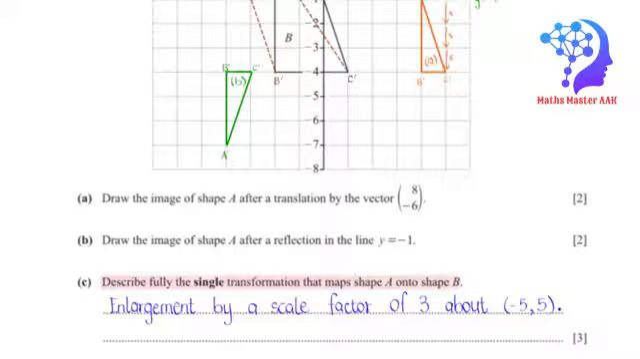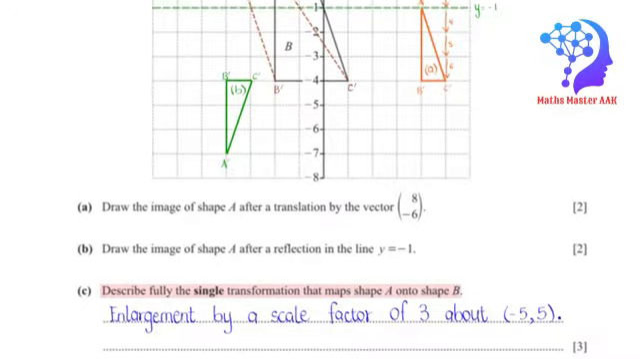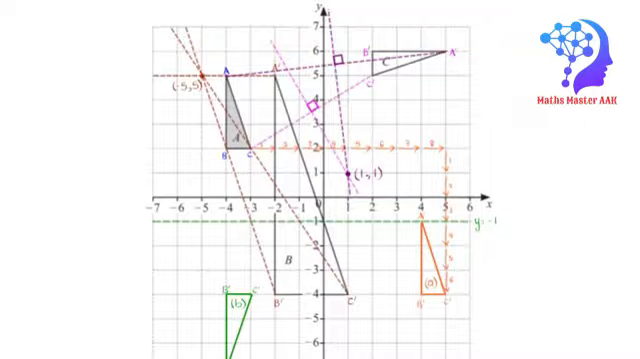Describe fully the single transformation that maps shape A onto shape B. When we look at shape A and shape B, we can tell straight away that this is an enlargement by a scale factor of 3.